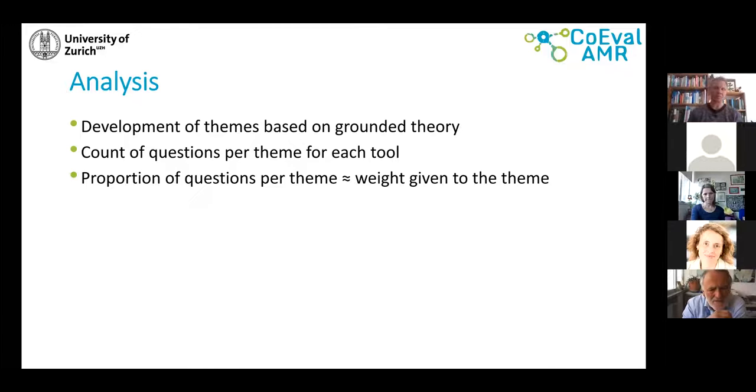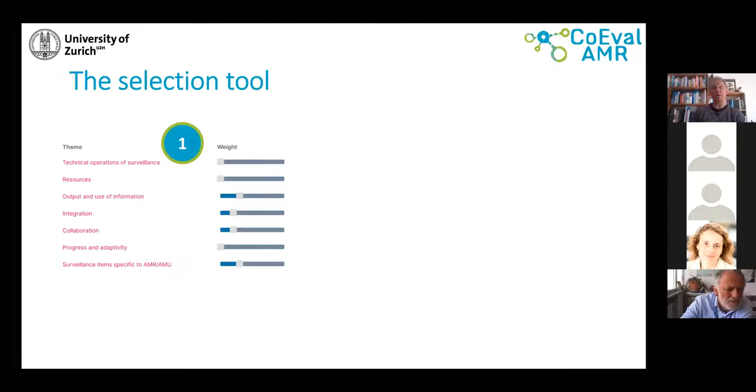So basically the proportion of questions attributed to a particular theme gives the weight of that theme for the specific tool. Now note, if some questions have been used several times, that proportion is obviously rising, and could potentially be more than 100%, but we standardized for that. When you go on the web page, you will find these various themes that you can see here. The top one is the technical operations of surveillance. Here we're assessing technical aspects of surveillance, which are not specific to AMR.